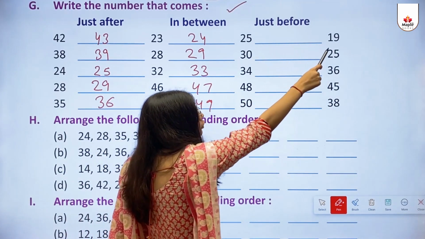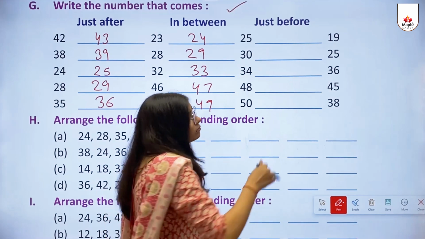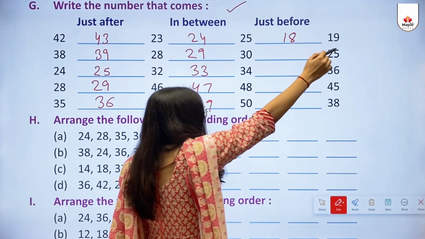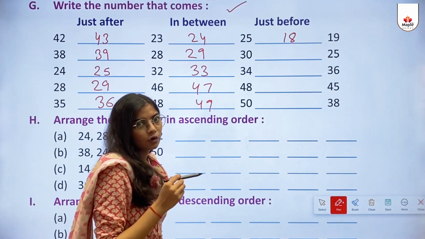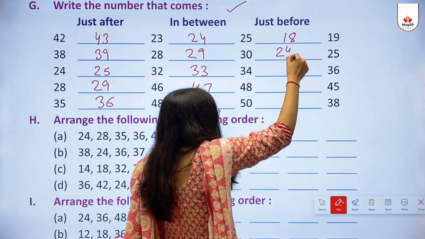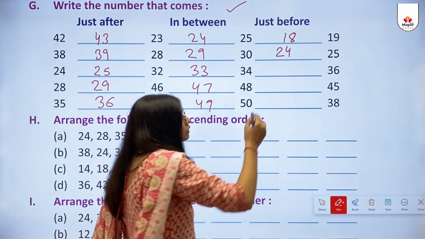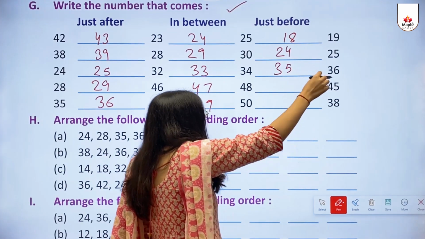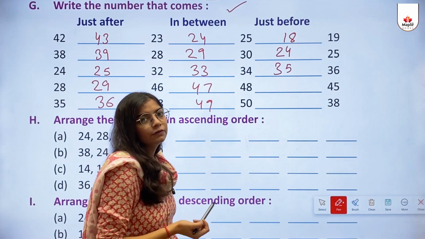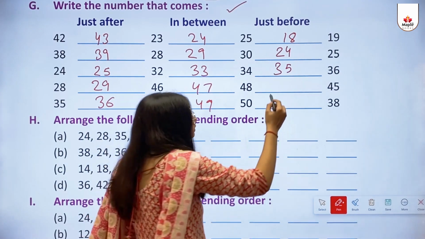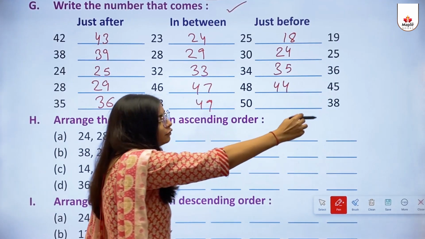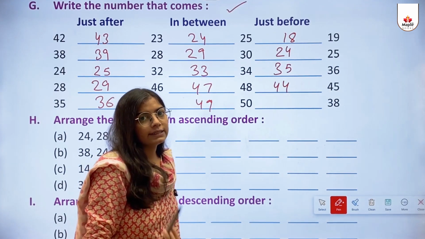Then we have just before, we have to write the numbers which come before these numbers. Okay. Before 19, we have 18. Then before 25, we have 24. Then before 36, we have 35. Before 45, we have 44. And before 38, we have 37.